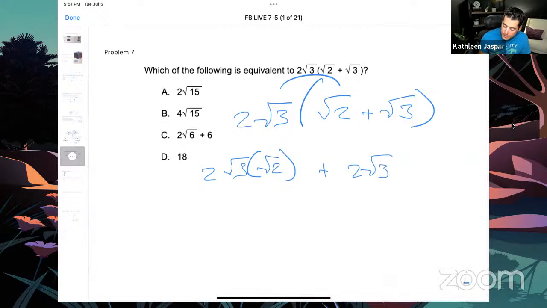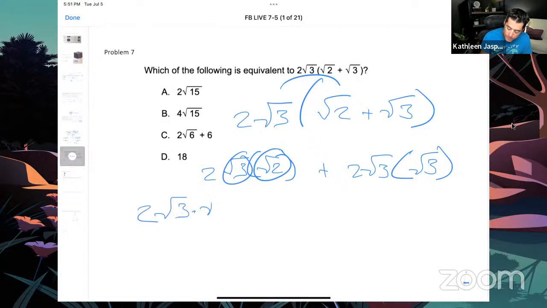And then times square root of 3. Now, how do we multiply roots? When we multiply roots, you are allowed to take each of those roots and multiply them by each other. So this becomes 2 square roots of 3 times square root of 2.